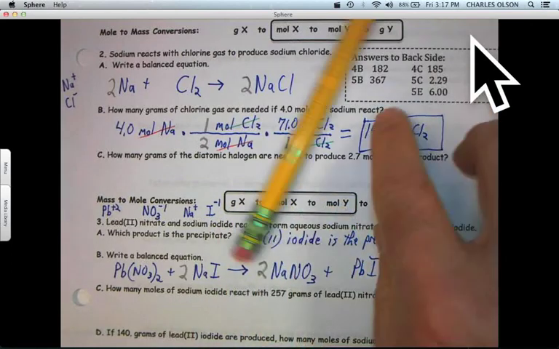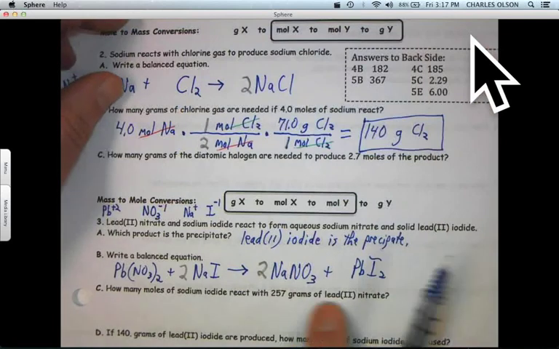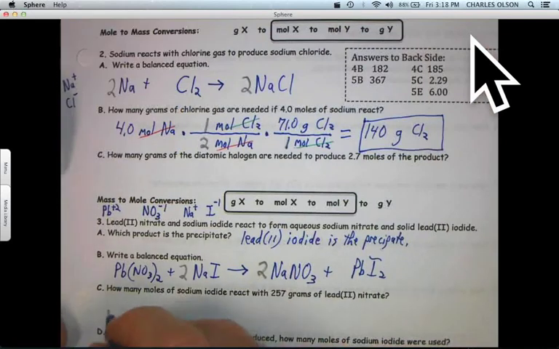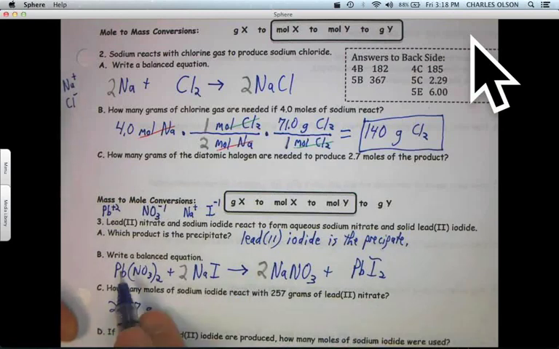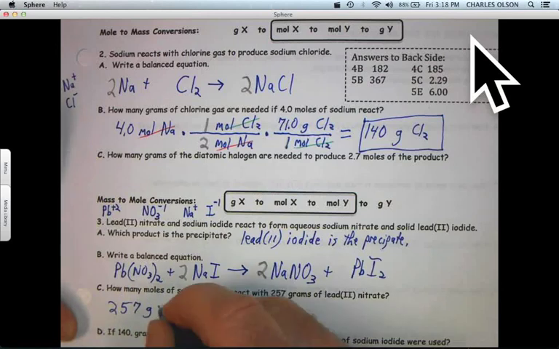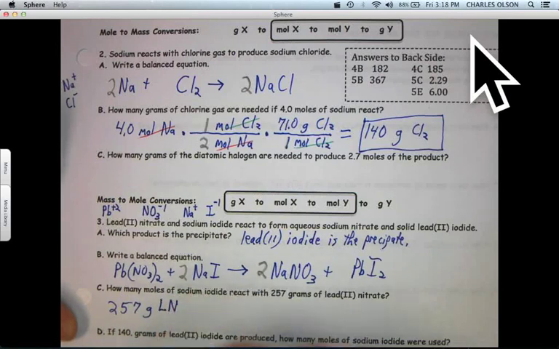All right, let's write down our given. We are given this quantity, 257 grams of lead 2 nitrate. I could write out the formula. That would be beautiful and elegant, but I'm going to abbreviate it. I'm just going to say capital L, capital N, just for convenience. LN, that's my abbreviation. 257 grams of lead nitrate, and now we need the first conversion factor.